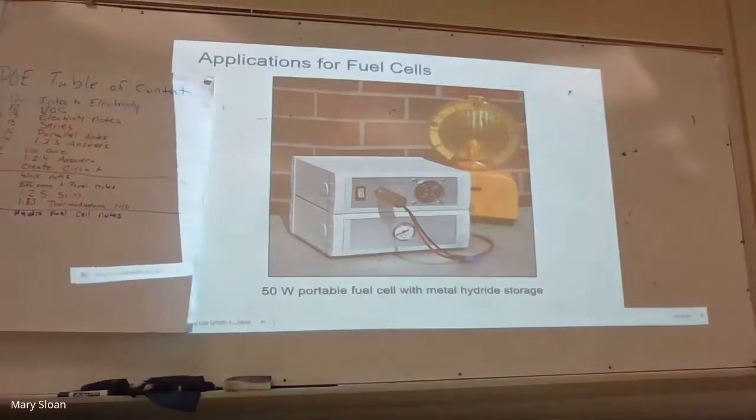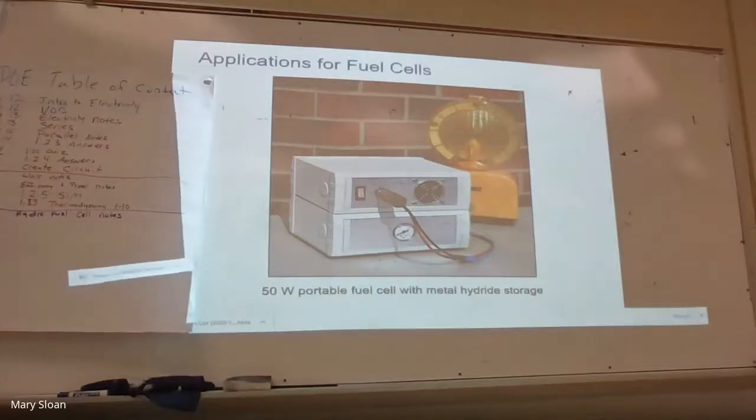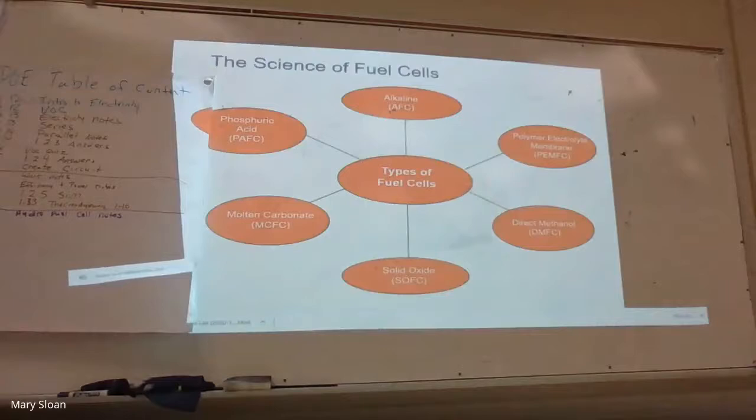What they do is they have a solar panel that collects the electricity and stores it in the battery, and then at nighttime it uses that energy. Okay, next slide. Here are the types of cells.